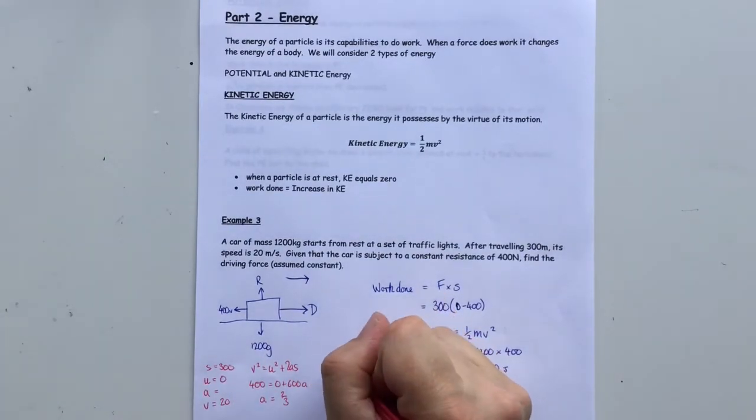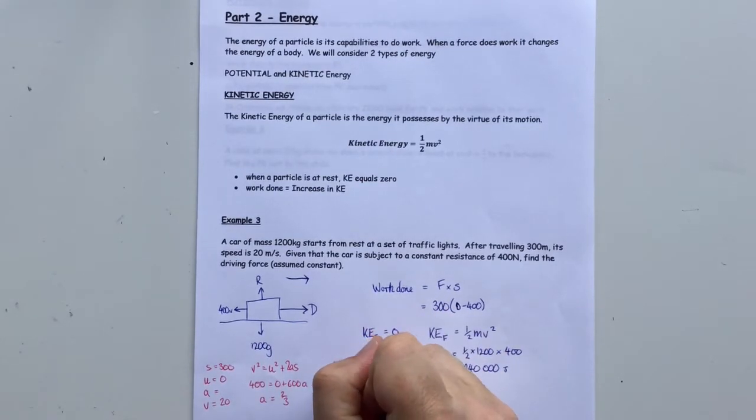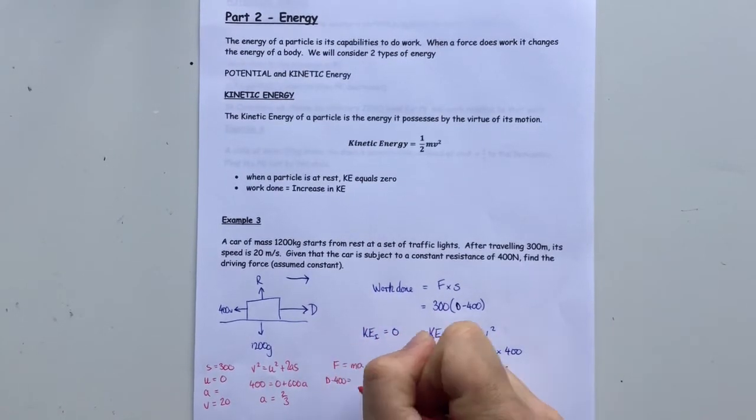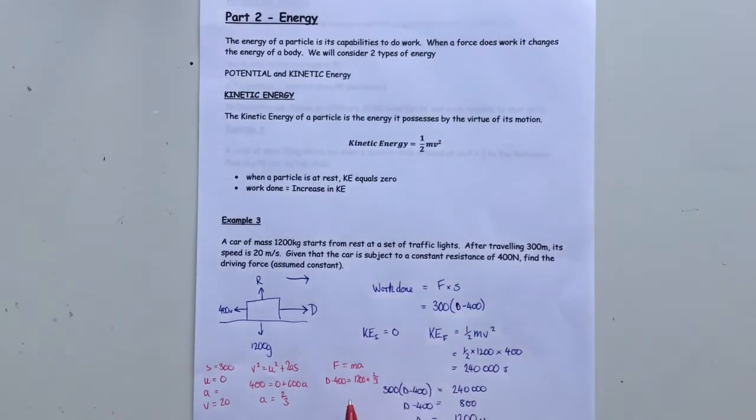Once we've done that, we would have said, okay, using Newton's second law, F equals ma, then D minus 400 is the overall force. That's 1200 times 2/3. So D minus 400 equals 800, and so D is still 1200 newtons. So we still get the same answer either way, but like I say, you could be asked specifically to do this by energy considerations, in which case you would have to use your work done and your kinetic energy.